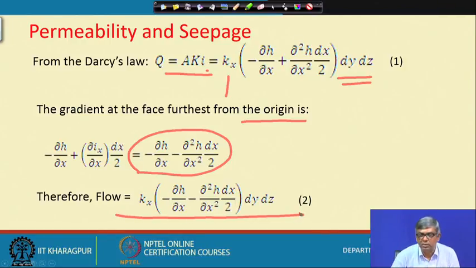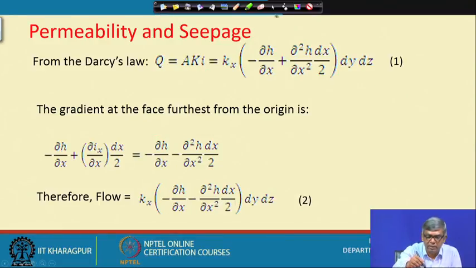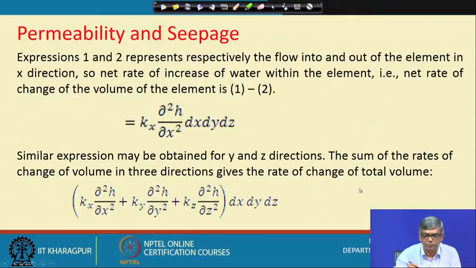So we have got equation 1 and equation 2: one is the flow at the nearest face and one at the farthest. The expressions 1 and 2 represent respectively the flow into and out of the element in the x direction. So the net rate of increase of water within the element, that is the net rate of change of volume of the element, is 1 minus 2. And if I combine the previous equation 1 and equation 2, I will get this expression.